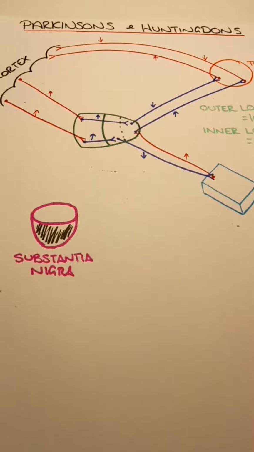So we are going to talk about how Parkinson's and Huntington's diseases come about owing to the various pathways being affected. So either the direct pathway or the indirect pathway will be affected. What we've got here in this picture is both the direct and the indirect pathways on the same diagram. Again, it looks terrifying, it's not.